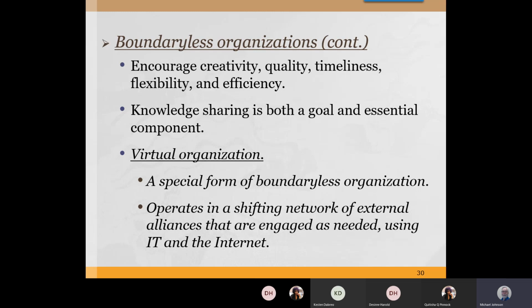Virtual organizations, again, there's really no organization. It's just somebody controlling the efforts of other people. So a special form of boundaryless organization, and I know people who run these virtual organizations, operate in a shifting network of external alliances that are engaged as needed. We only need you for a short period of time, so we hire you for that. I'll even give you an example. There was a fella in the United States.